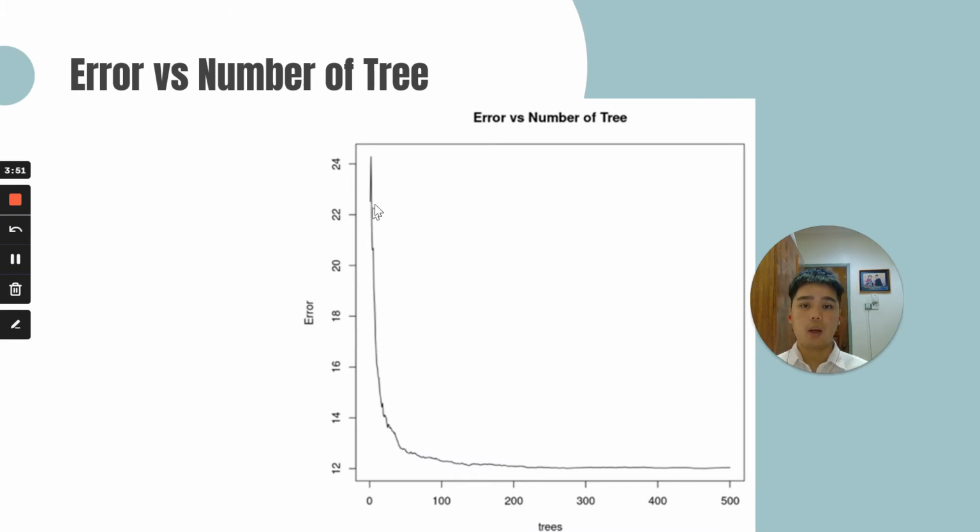Then we also visualize error against number of trees. When the number of trees goes from 0 to 50, the error drops significantly. And when the number of trees increases from 50 to 500, the error only drops slightly. There is an inverse relationship between error and trees. In our model, 500 trees is chosen because it has a lower error rate.